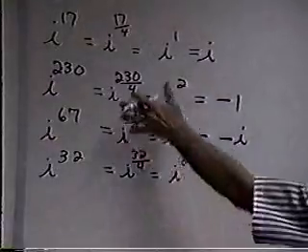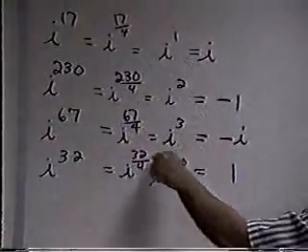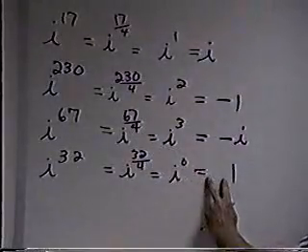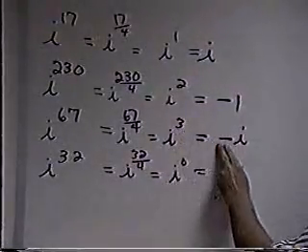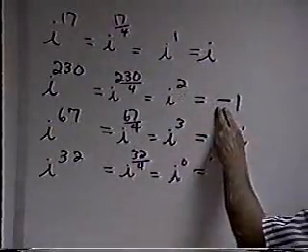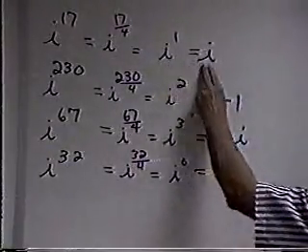So in other words, the rule is simply you divide the power by 4. If the remainder is 0, the answer is 1. If the remainder is 3, the answer is minus i. If the remainder is 2, the answer is minus 1. If the remainder is 1, the answer is i.